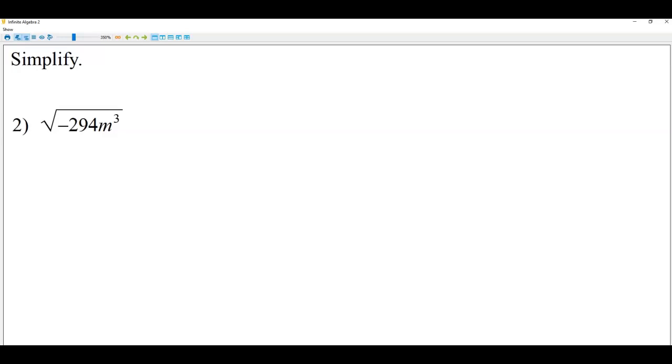So here we're taking a square root of a negative number. When you take the square root of a negative number, it's not a real number, it's an imaginary number. And so what we do is we take the negative out and we put an i in the front to symbolize that this is not a real number, this is an imaginary number. And then from there, we go ahead and simplify the square root like we normally would.